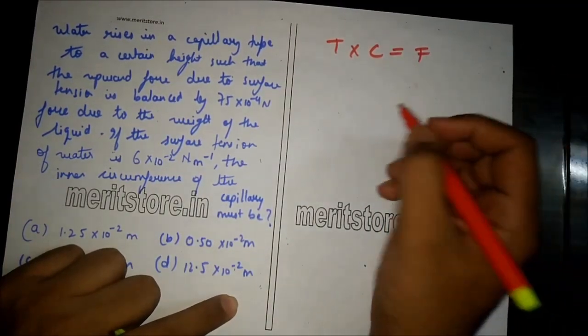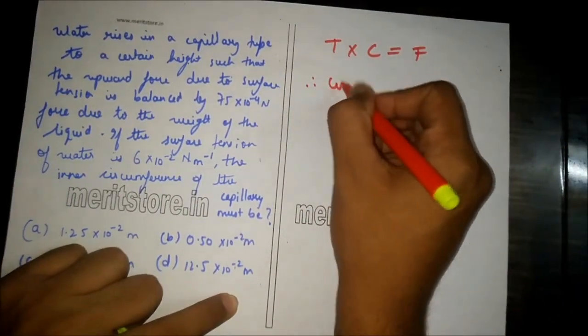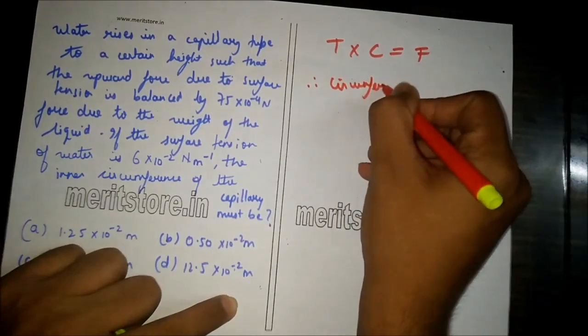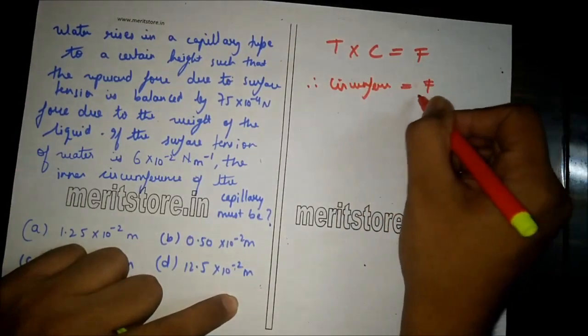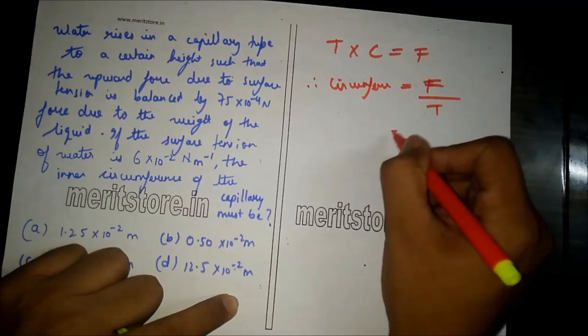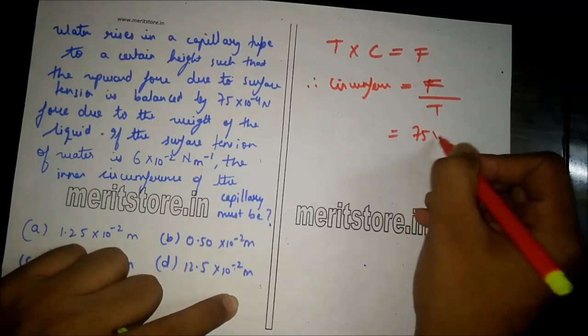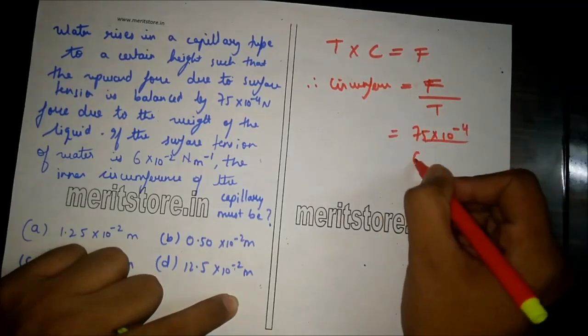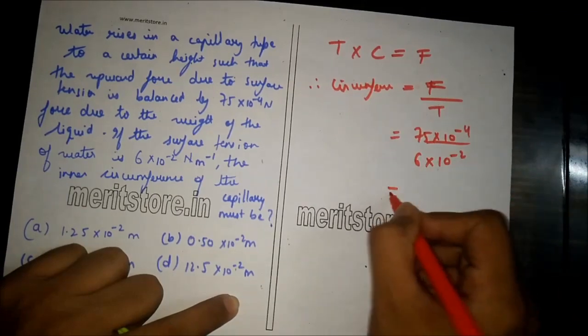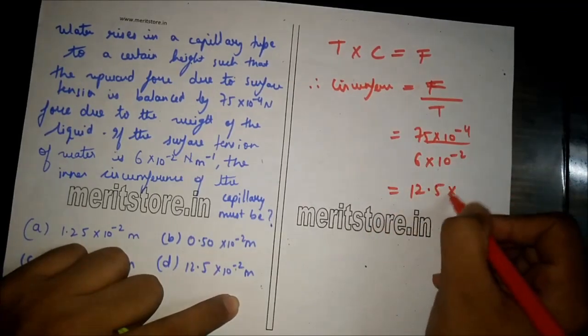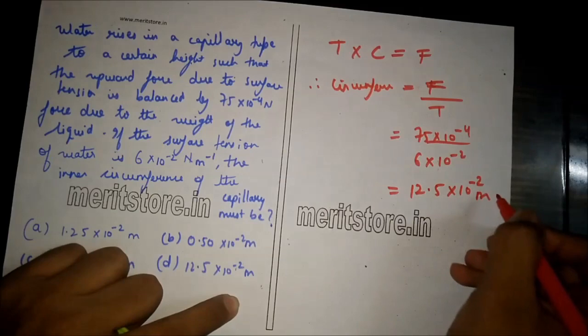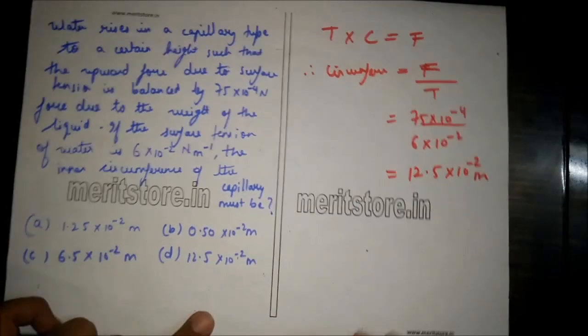Now, the surface tension into the circumference is equal to force. This is the general formula. Therefore, we can find the circumference by dividing force by the tension, which is equal to 75 into 10 raised to minus 4 upon 6 into 10 raised to minus 2, which will be equal to 12.5 into 10 raised to minus 2 meters. Therefore here the correct answer will be option D.